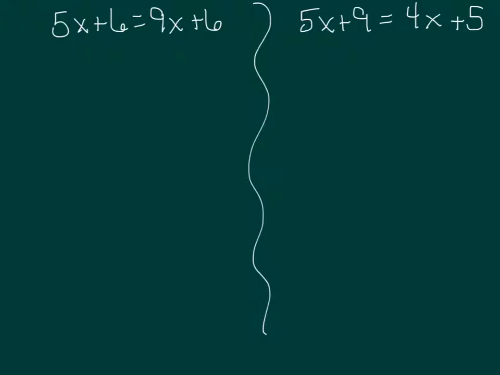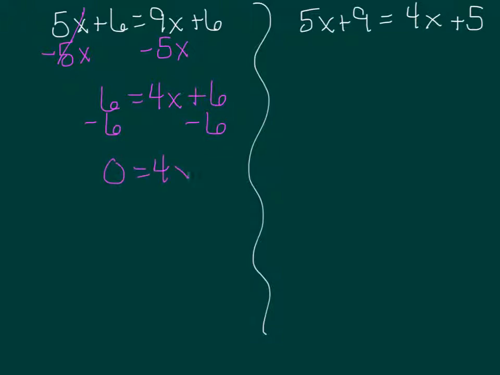Okay, let's go over here. Now the smaller one is on the left, so I still like to subtract the smaller one, but again, that's my preference. It doesn't matter which one. So we end up with 6 equals 4x plus 6. Subtract 6 from both sides. So 0 equals 4x. Then we divide by 4. And 0 equals x.